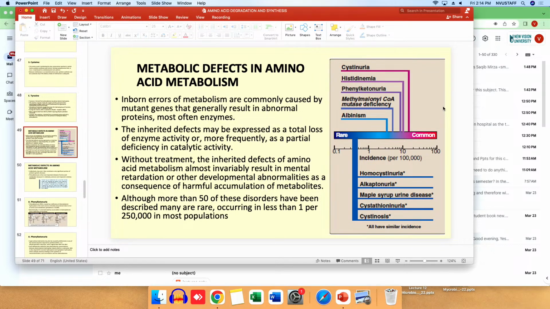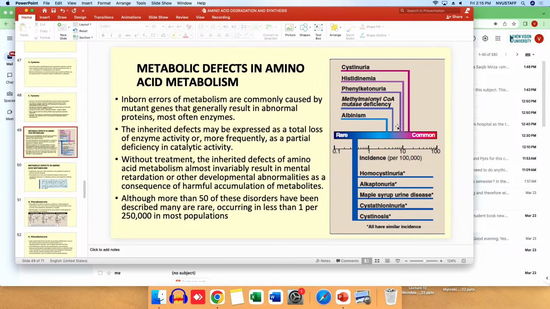Okay, amino acid metabolism and their metabolic errors. What can be abnormal? Cystinuria is one of the disorders. It's quite a common disorder, and I will tell you what cystinuria is. Histidinemia is also a kind of mild condition, not that severe, but common in the general population. Phenylketonuria is not rare. I can't say it's extremely common and that you will see a lot of patients with phenylketonuria in your future career, but you will probably see patients with phenylketonuria at some point.